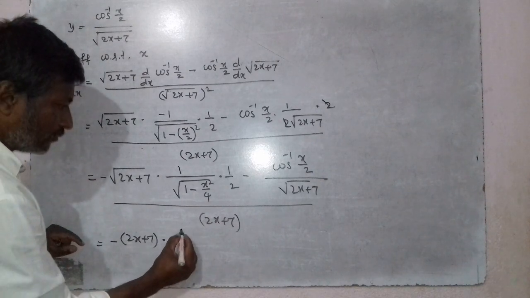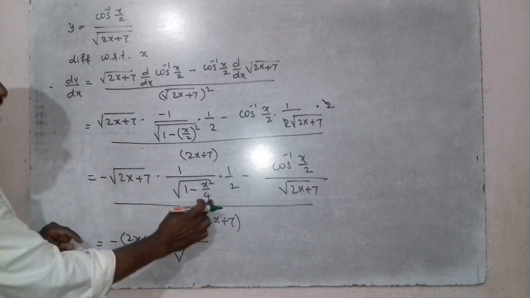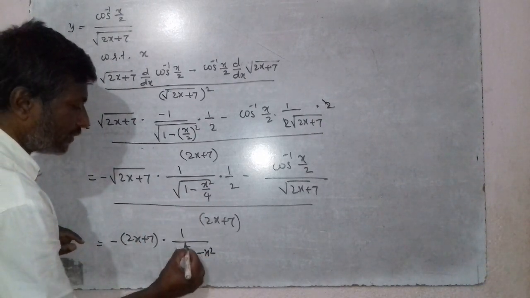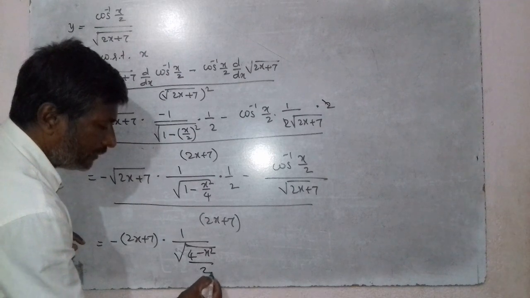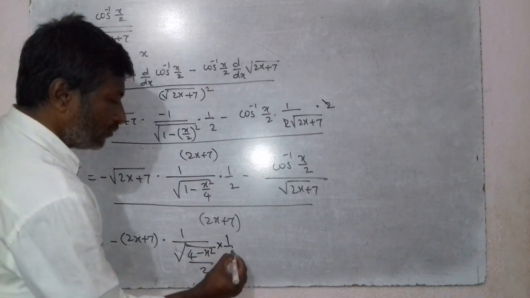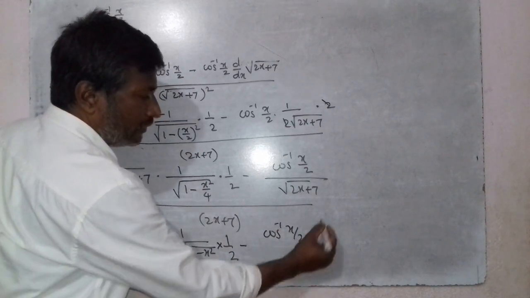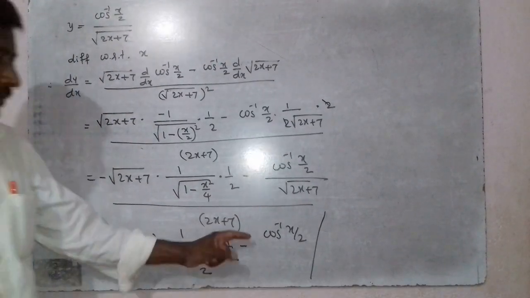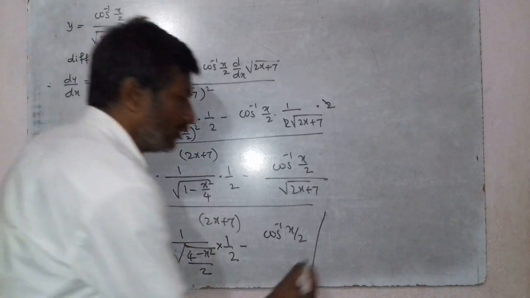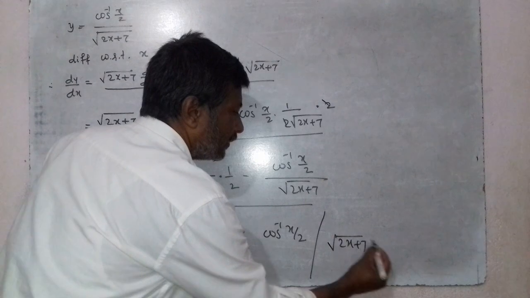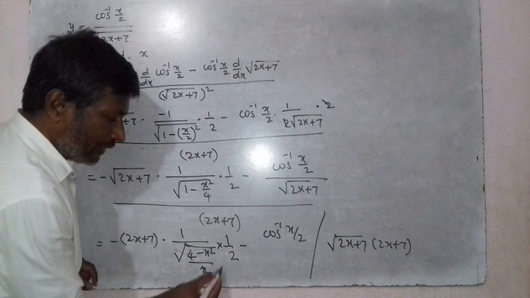This divided into 1 divided by root of, so take LCM here, 4 minus x square, root of 4 is 2, so this divided by 2, and this into 1 by 2, minus cos inverse x by 2, this whole divided by root of 2x plus 7 into 2x plus 7. Here the 2 gets cancelled.